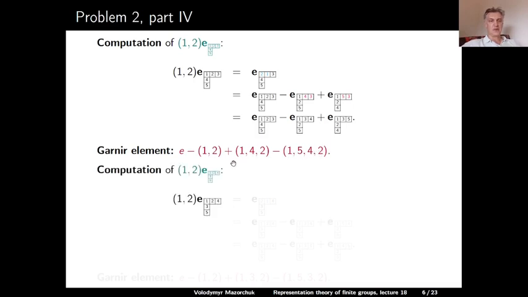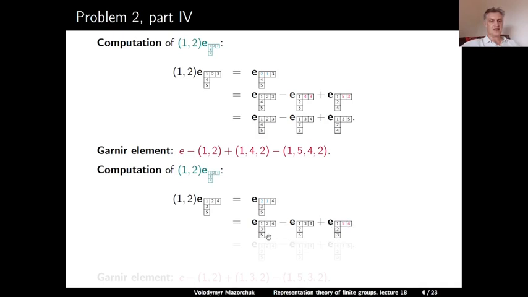So similarly, we can compute the application of the transposition of 1 and 2 to the polytabloid given by 1, 2, 4, 3, and 5. So if we apply directly, we will get the polytabloid for 2, 1, 4, 3, and 5. Exactly as before, we use a Garnier reduction to get the polytabloid for 1, 2, 4, 3, 5, minus the polytabloid for 1, 3, 4, 2, 5, plus the polytabloid for 1, 5, 4, 2, 3.